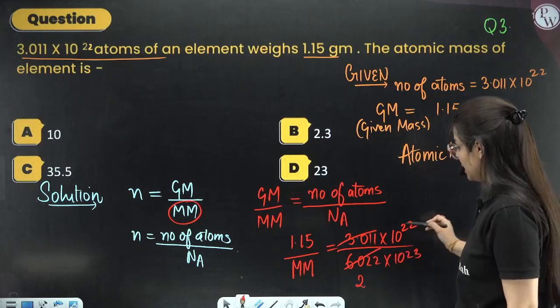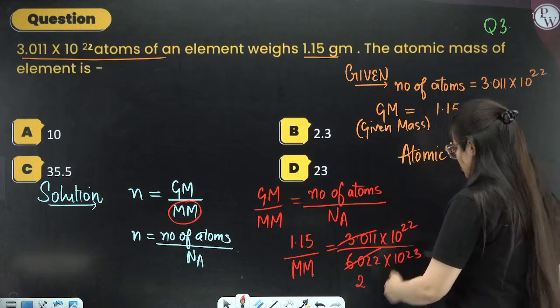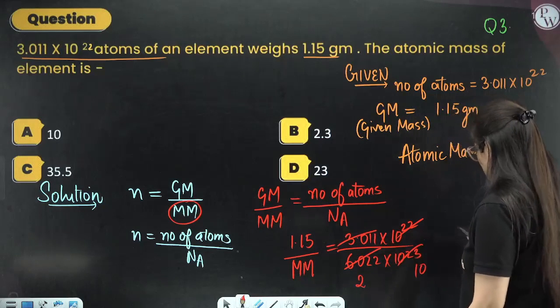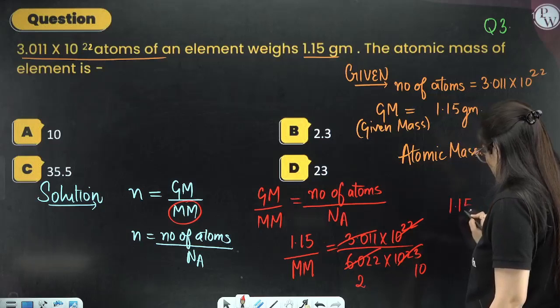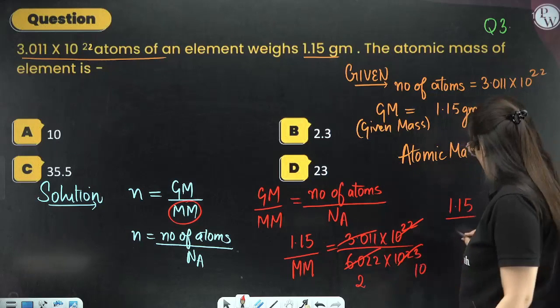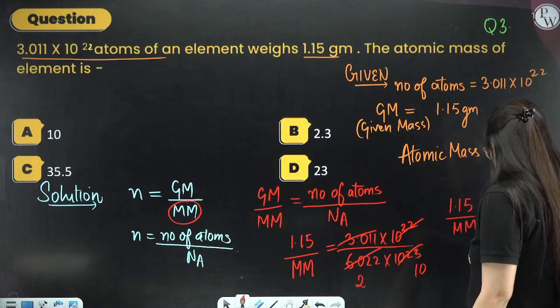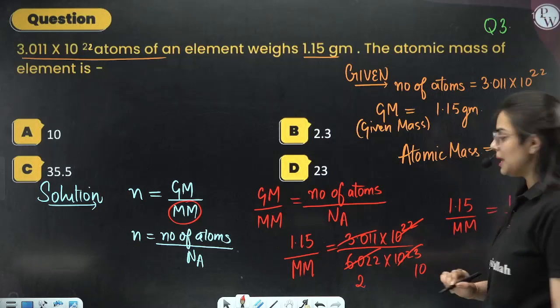Now when you take this above, what you are going to do is divide it. 10 will come over here. So what is the current situation? It is 1.15 divided by molecular formula is equivalent to 1 by 20. So now we are going to cross multiply this particular thing.